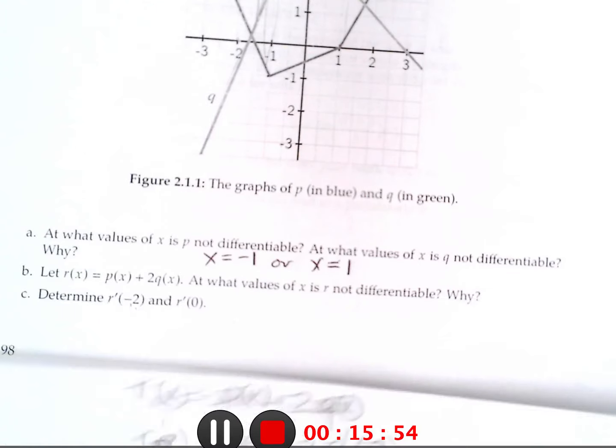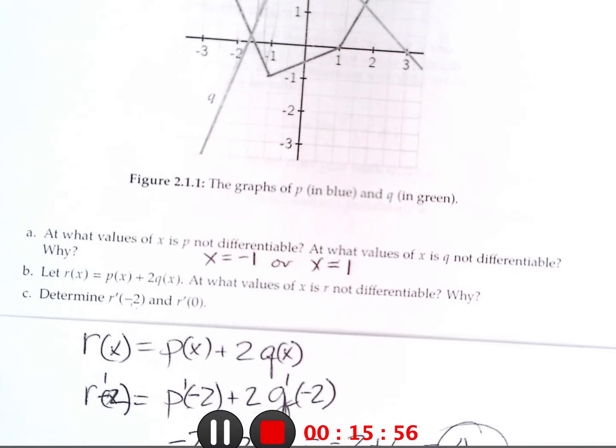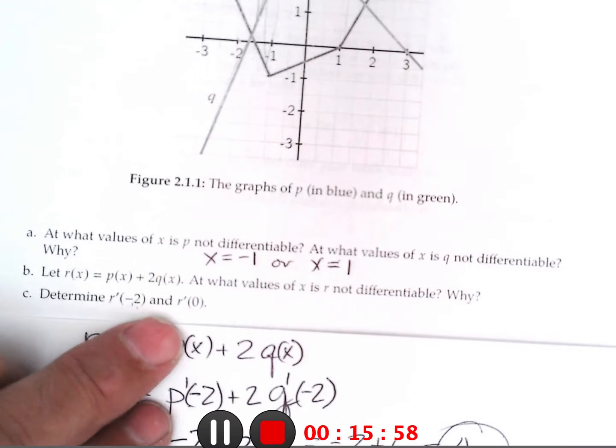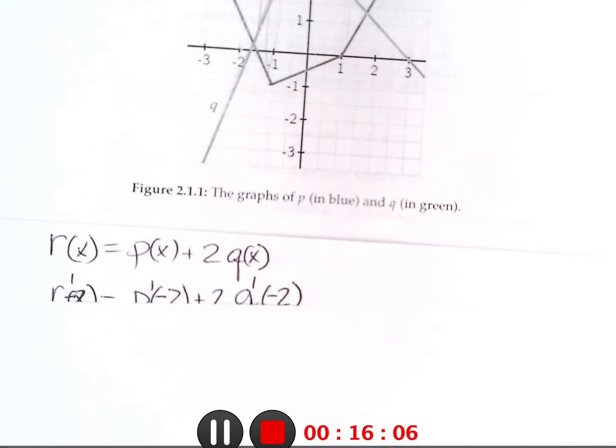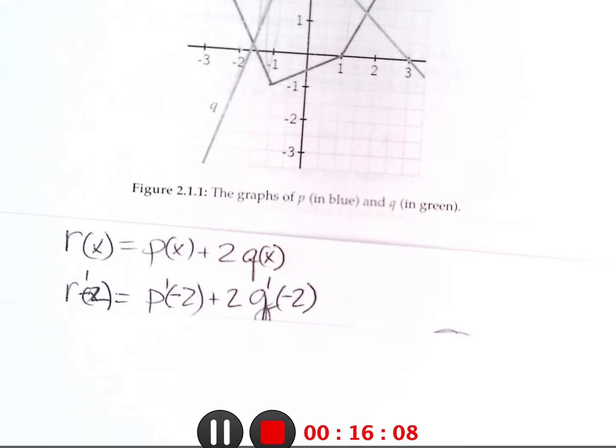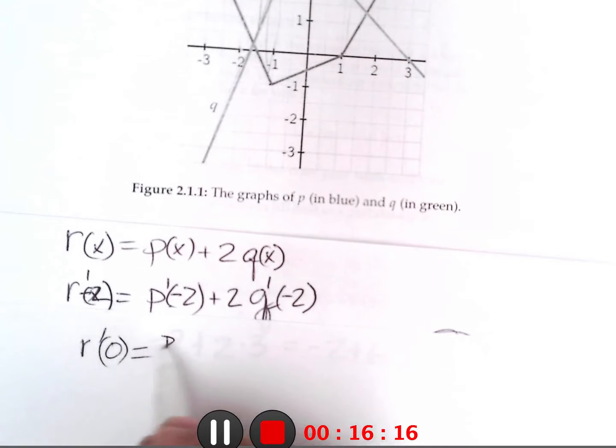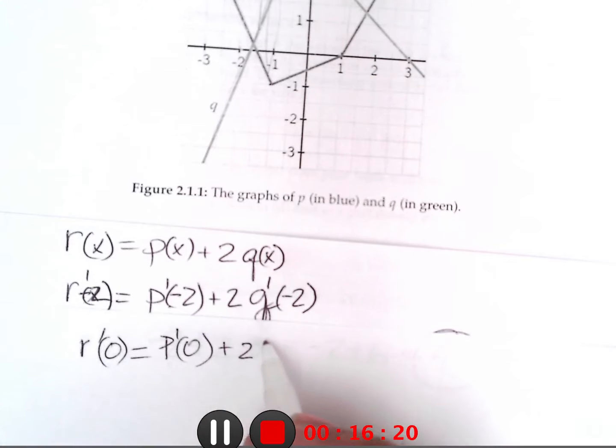And determine r prime at 0. Okay, so if we have this here, let me put this on top of that. We just have to do it at 0, so r prime of 0 will equal p prime of 0 plus 2 times q prime of 0.